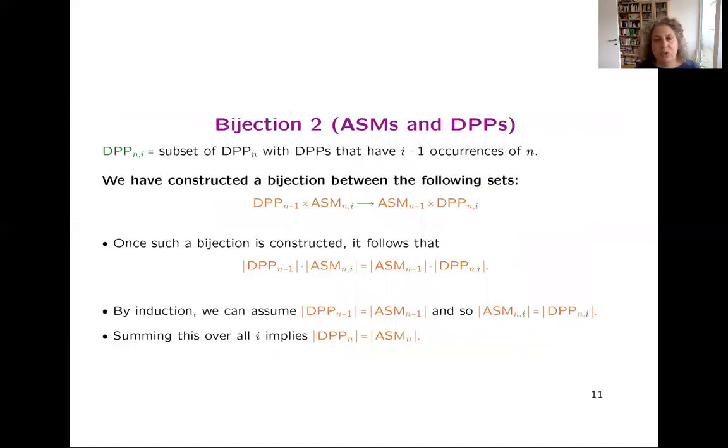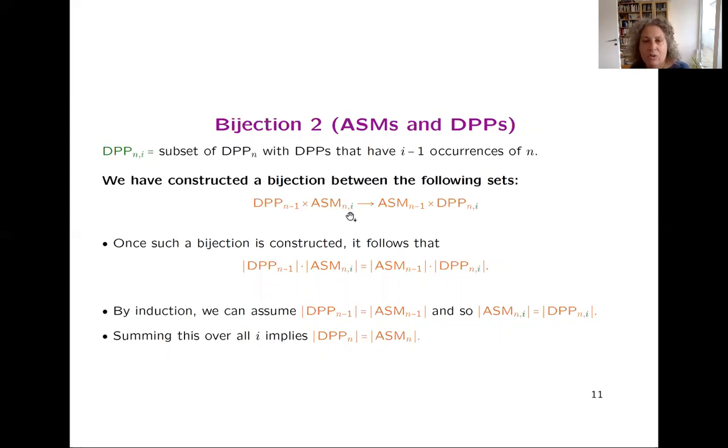Then bijection 2 explains the relation between alternating sign matrices and descending plane partitions. So here we were also able to deal with a refinement. For descending plane partitions, we fix the number n, so we fix the number of maximal entry. And we construct such a bijection.